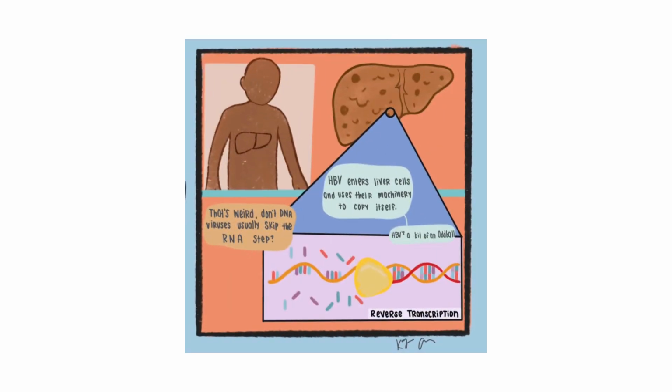Let's take a look inside an infected liver. Dr. Bleakley explains that HBV enters liver cells and uses their own machinery to copy itself, and does so via reverse transcription. Sully questioningly states, "That's weird. Don't DNA viruses usually skip the RNA step?" Dr. Bleakley responds, "HBV, a bit of an oddball."